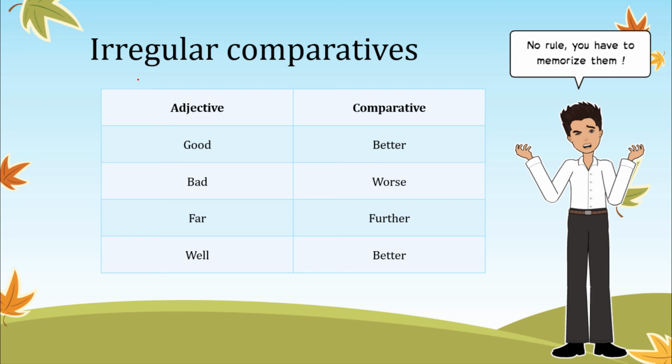Now, here we have irregular comparatives. They don't have a rule, they are just a few. For example, good, we don't say gooder, no, we say better. Bad, worse, far, further, well, better. We say better because it's irregular. It doesn't have a rule. You have to memorize them.